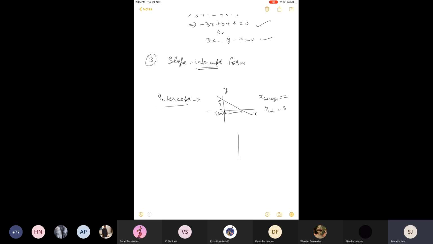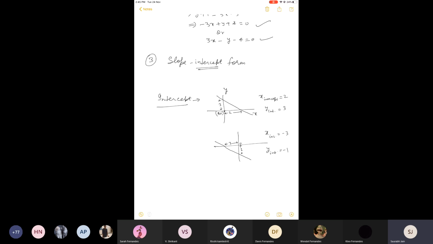But here there is one more point. Let us say the line is drawn like this. And now let us suppose this distance is 3 and this distance is 1. Now as we can see, the line is cutting the x-axis at a distance of 3 units from origin and at a distance of 1 unit on the y-axis from origin. But here, if we talk about the intercepts, the intercepts are minus 3 and minus 1.